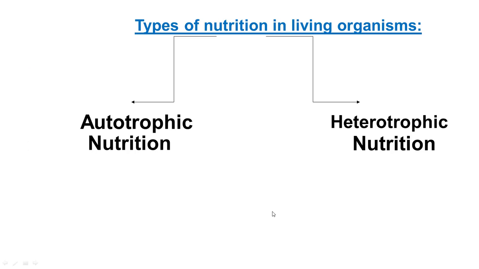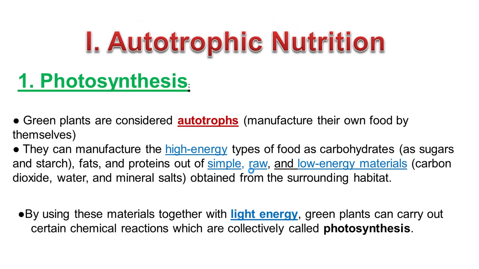Types of nutrition: we have two types, depending on the way of getting food. Maybe by the photosynthesis process, so it will be autotrophic nutrition, or maybe by depending on another living organism to get food, so it will be heterotrophic nutrition. First, our mission in lesson 1 and lesson 2 is autotrophic nutrition.